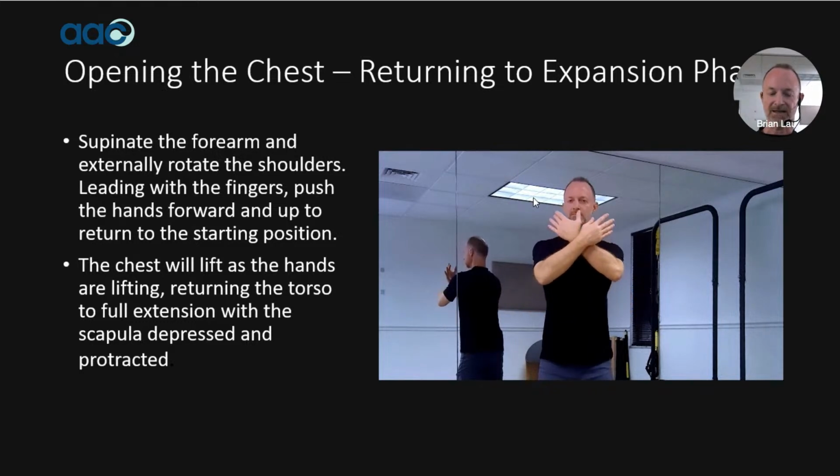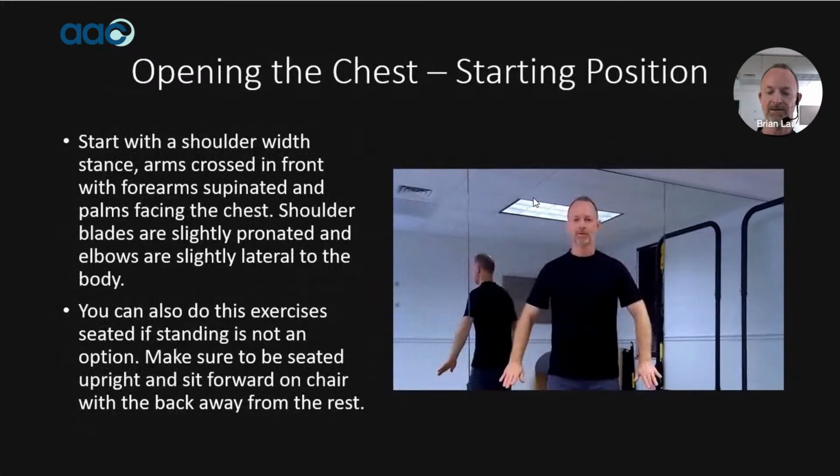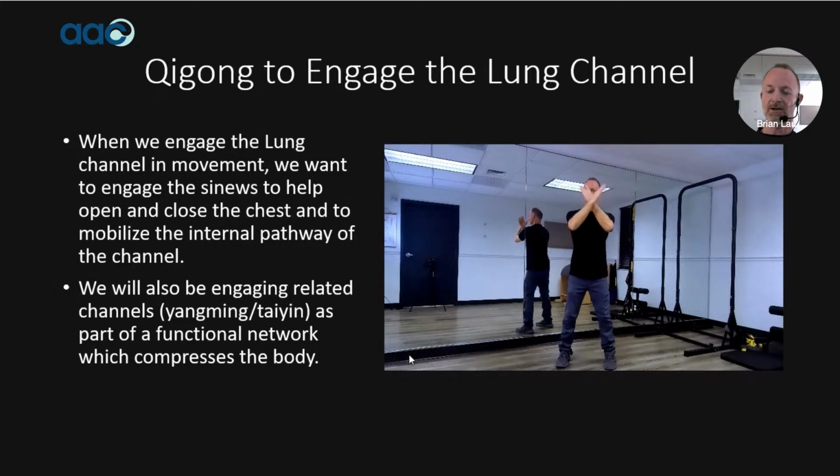All right, I'm going to go back a couple slides and I want to look at the full exercise. So hands come up, cross slightly away from the body. Open the hands, expand the chest. Push out, slightly compress. Hands back. Return back to the starting position. Hands out. Push. Compress. Hands back. Return to the starting position.